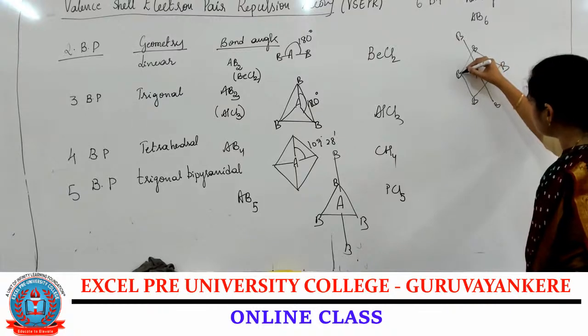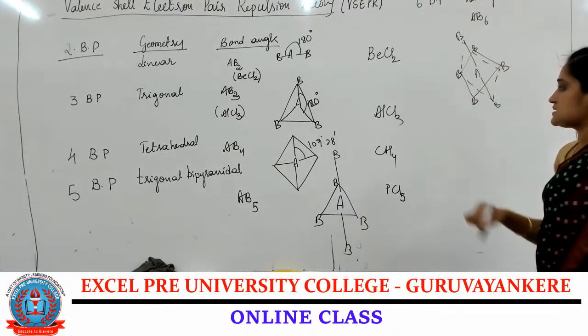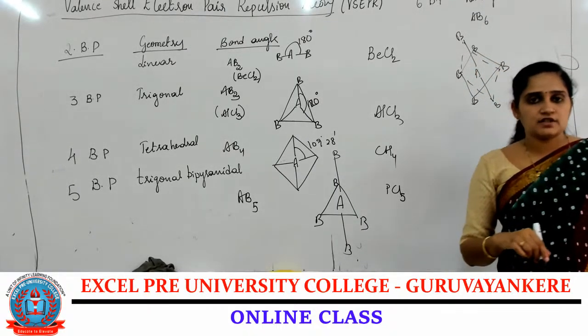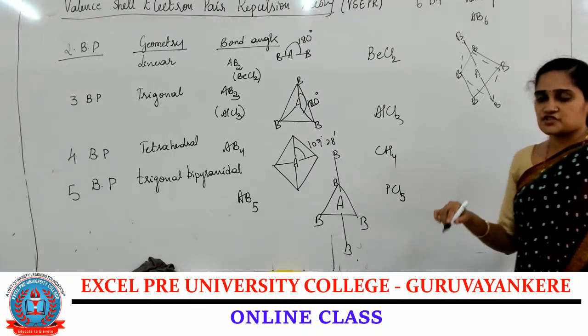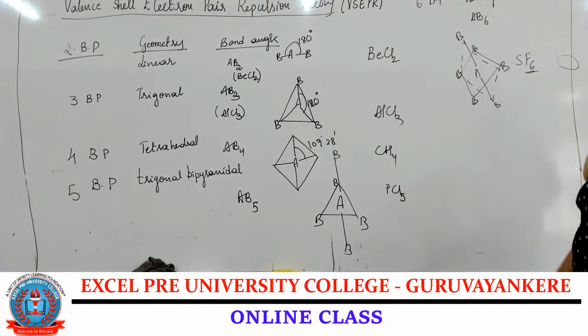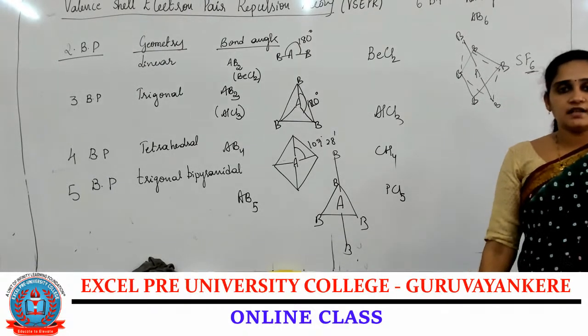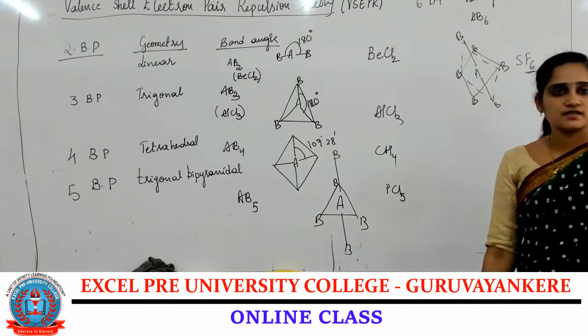Actually, the bond angle between them forms like this. It will be like this. So it forms the hexagonal structure. This example is formation of SF6. So it is nothing but the formation of electron repulsion theory using the bond pairs.